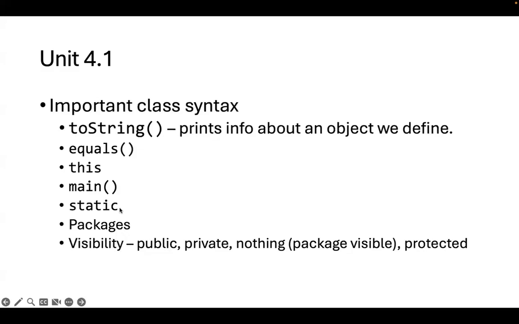Talked about static, where static means that we do not require a controlling object. We talked about packages, which are just folders that our code lives in. We talked about different visibilities that things can have. So public means anyone can see it. Private means no one outside of our class can see it. Package visible means anyone inside our folder can see it. And protected is package visible plus any of our subclasses can see it.